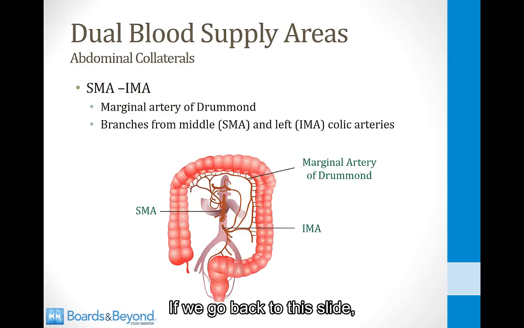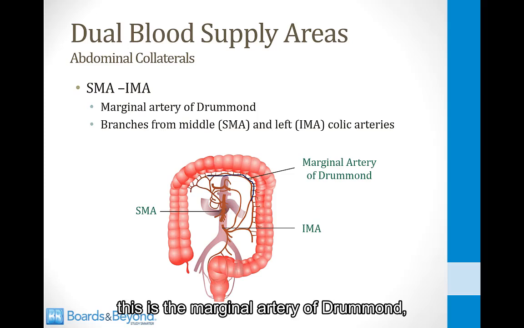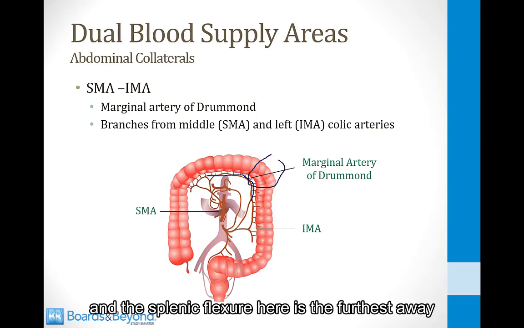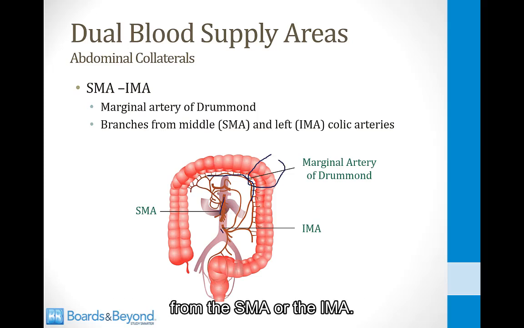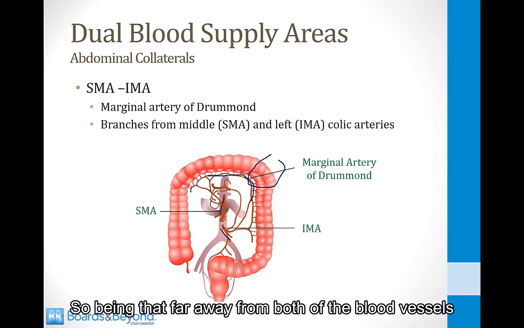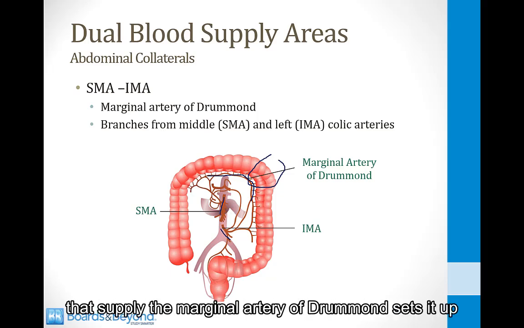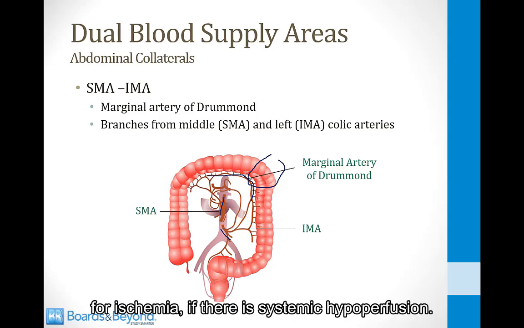If we go back to this slide, this is the marginal artery of Drummond, and the splenic flexure here is the furthest away from the SMA or the IMA. So being that far away from both of the blood vessels that supply the marginal artery of Drummond sets it up for ischemia if there is systemic hypoperfusion.